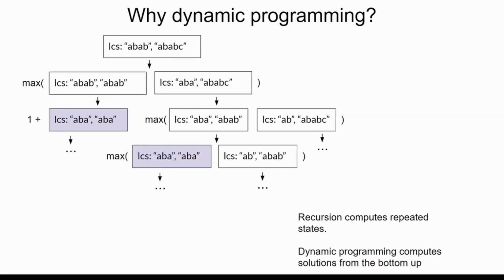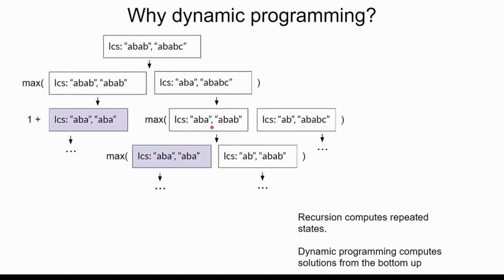Why dynamic programming? You see, this is a recursion tree. B and C are not the same, so you split into two cases. There's B and B, which are the same, and there's A and C, which are not the same. Since B and B are the same, you cut them both out. So now you have ABA and ABA, plus 1.